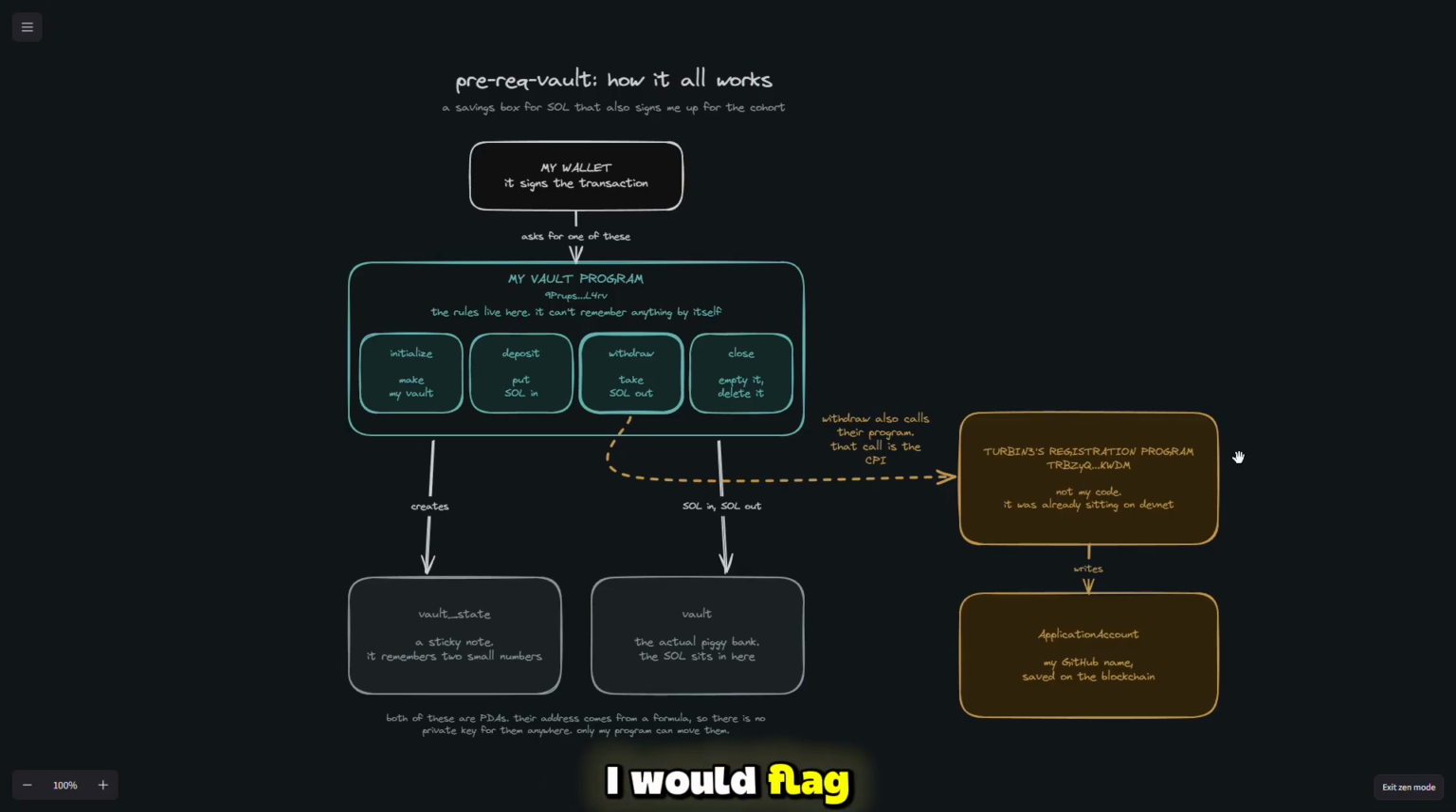The one thing I would flag is that registration only happens once, so withdraw really only works a single time per wallet, which is fine here, but not something I would ship.